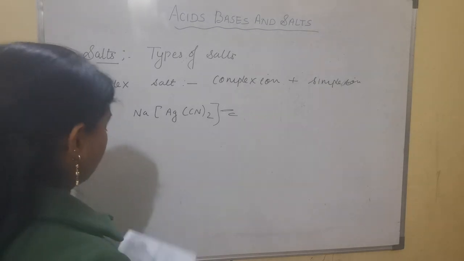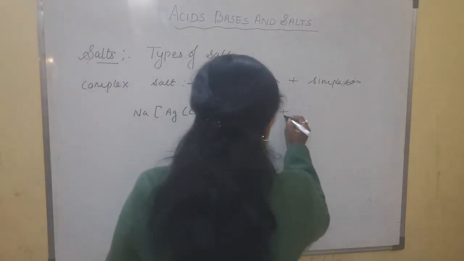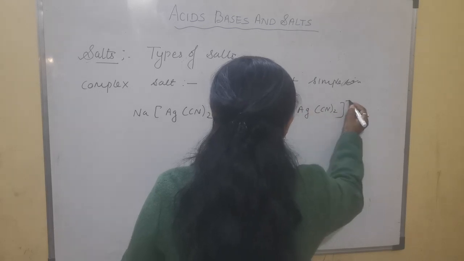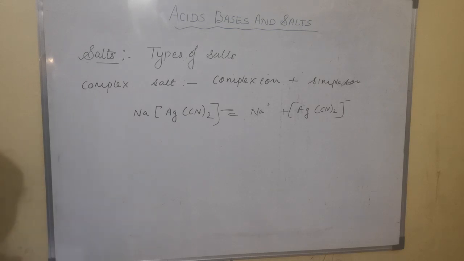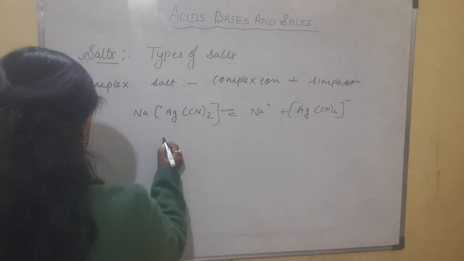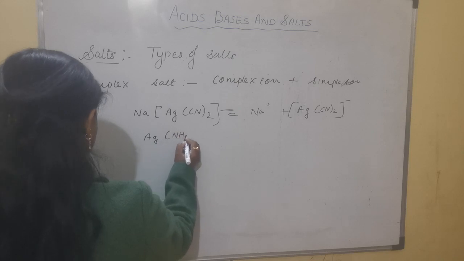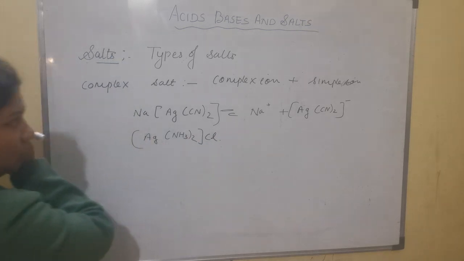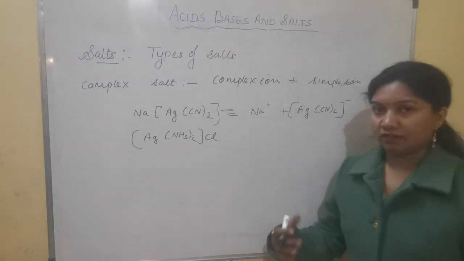Whenever this type of salt ionizes, it gives a simple ion, which is Na+ over here, and a complex ion, [Ag(CN)2]-. So this is an example of a complex salt. This is silver ammonium chloride, which is also an example of a complex salt. I hope this much is clear to everyone.